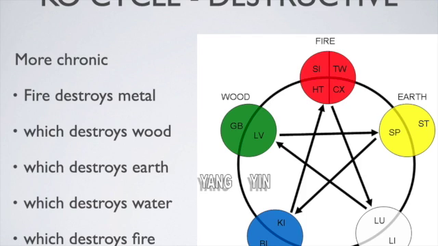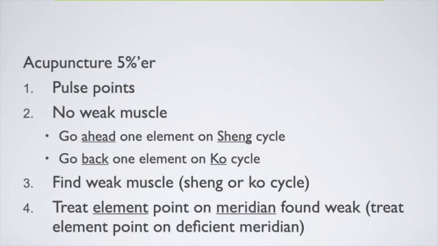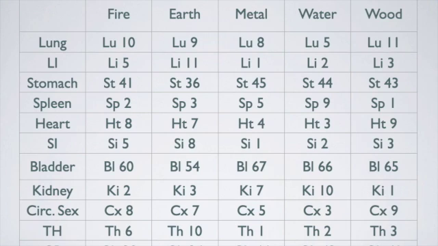So then you would treat the command point or element point on the lung meridian for the meridian that you came in on, which would be wood. So you would treat the wood point, which would be large intestine 3 in that particular scenario. So that's all for now. I will be doing a video demonstrating how we do this.